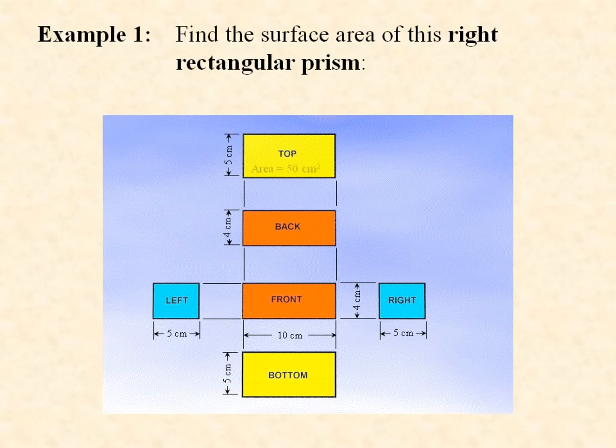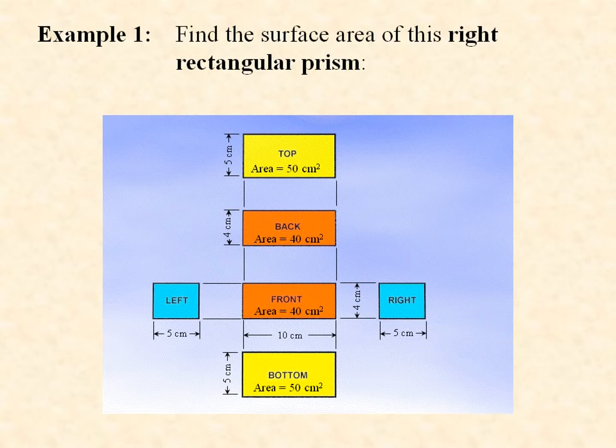The area of the top is 5 centimeters times 10 centimeters. That gives us 50 square centimeters. The area of the back is 4 centimeters times 10 centimeters. That's 40 square centimeters. The front is the same as the back, so that's also 40 square centimeters. And the bottom is the same as the top, so that's also 50 square centimeters.